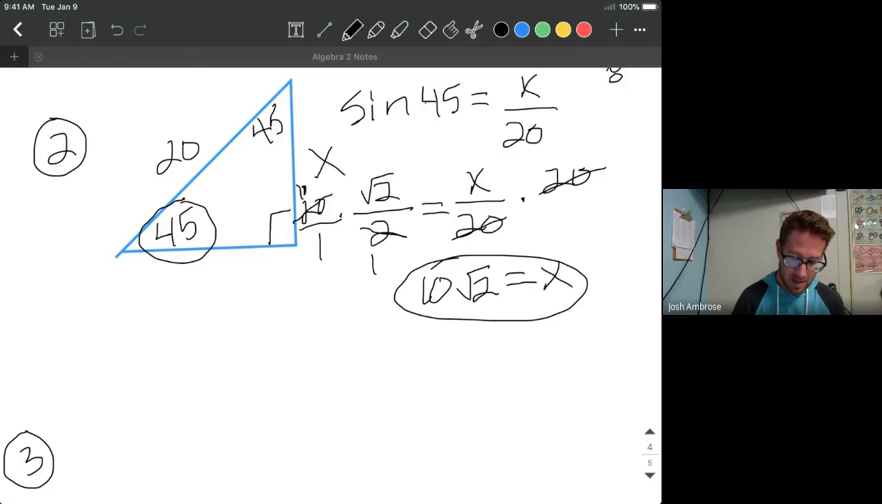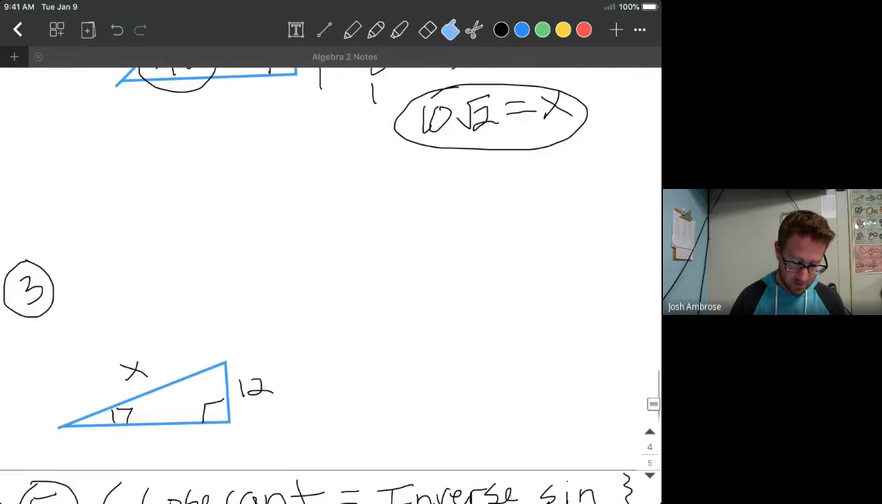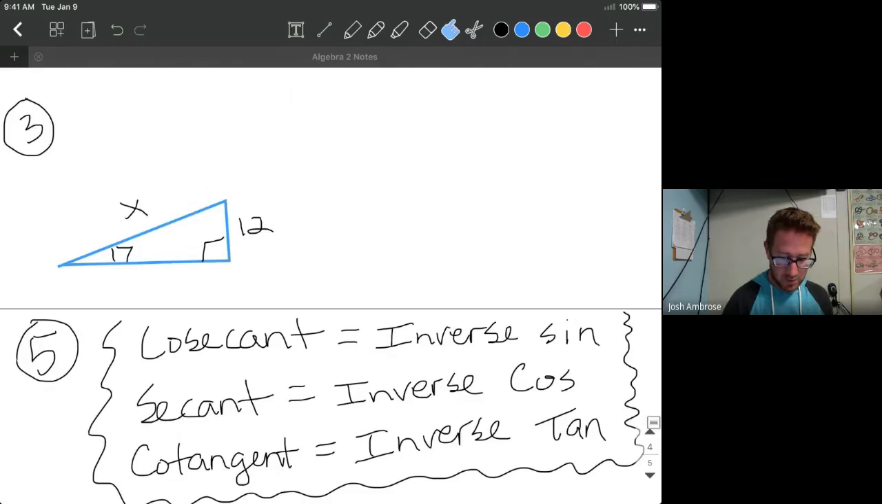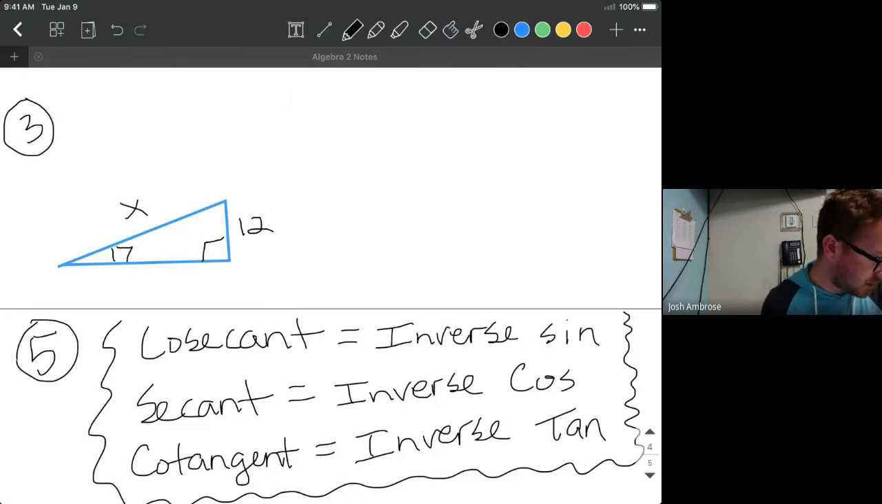Now let's scroll here, take a look at example 3. And we are on page 931 now. I'll read it out loud to you here. A skateboard ramp will have a height of 12 inches and an angle between the ramp and the ground will be 17 degrees. To the nearest inch, what will be the length L of the ramp?